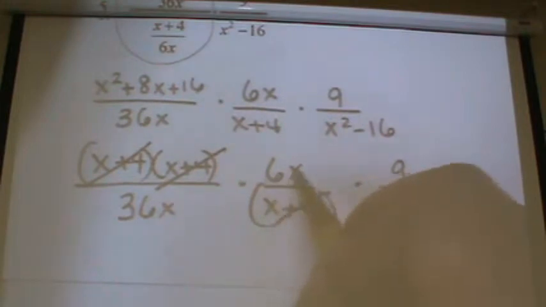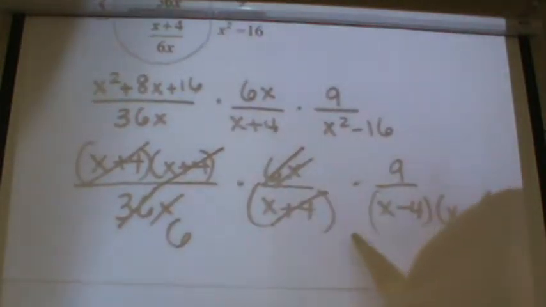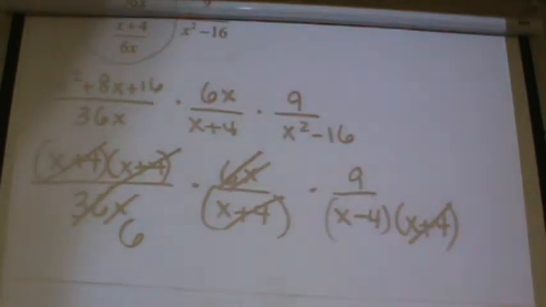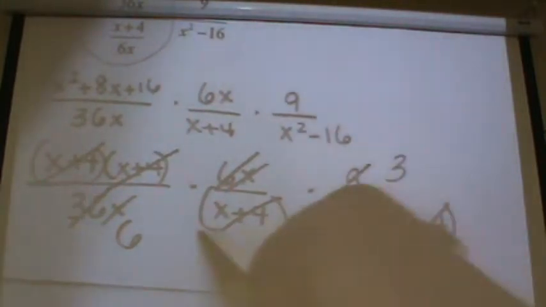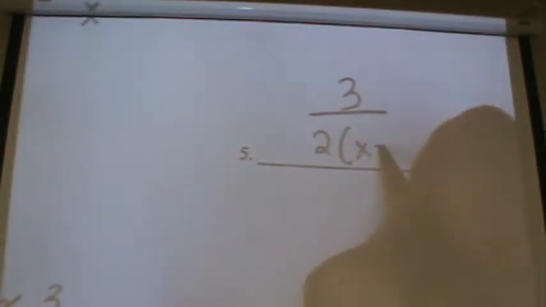How many times does 6X go into 36X? 6 times, the X's cancel. Now, you've got 9 and a 6 here. Is there a number that goes into 9 and 6? 3. So what's your final answer? 3 over 2 times X minus 4.